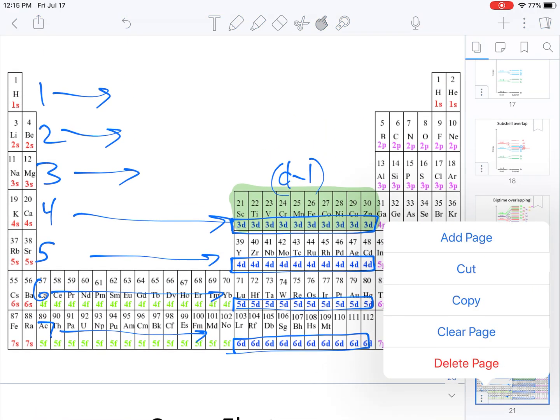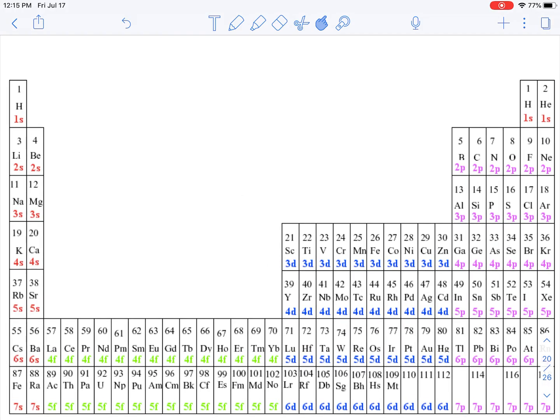Or just remember that the first Ds that you encounter are the 3 Ds, and because of that, you can just remember that you start here with 3, 4, 5, and 6D, even though they are in rows 4, 5, 6, and 7, respectively.